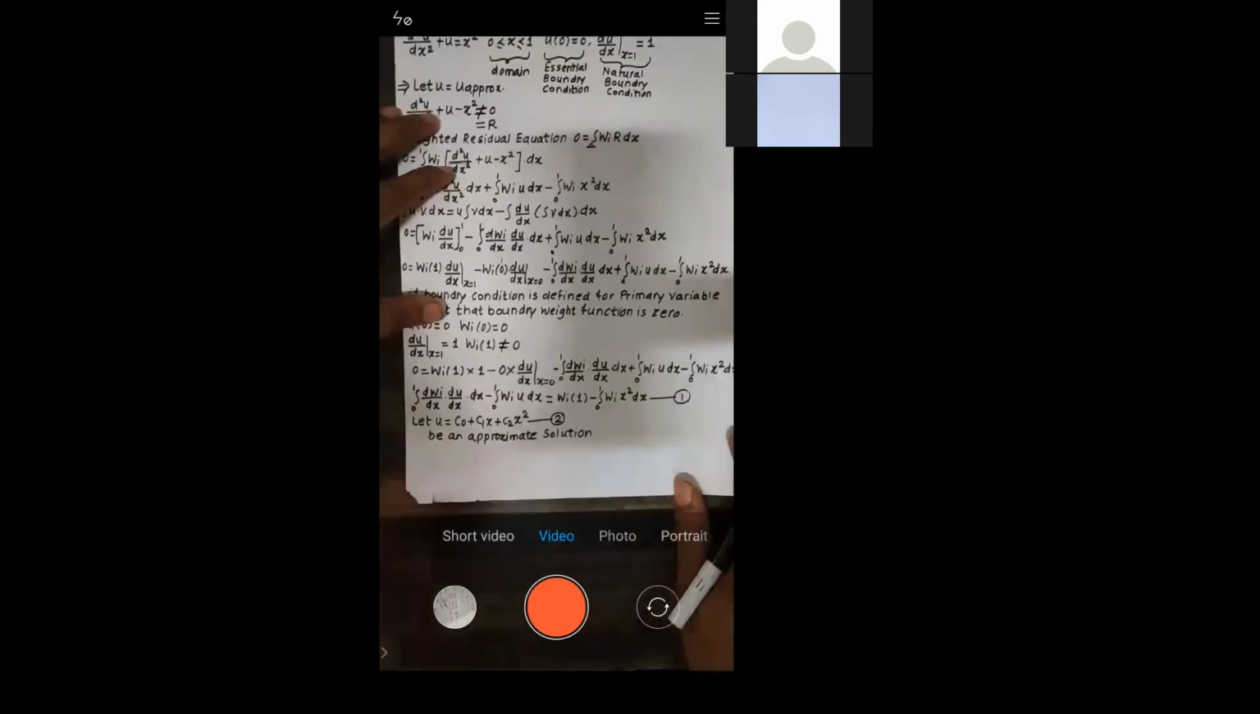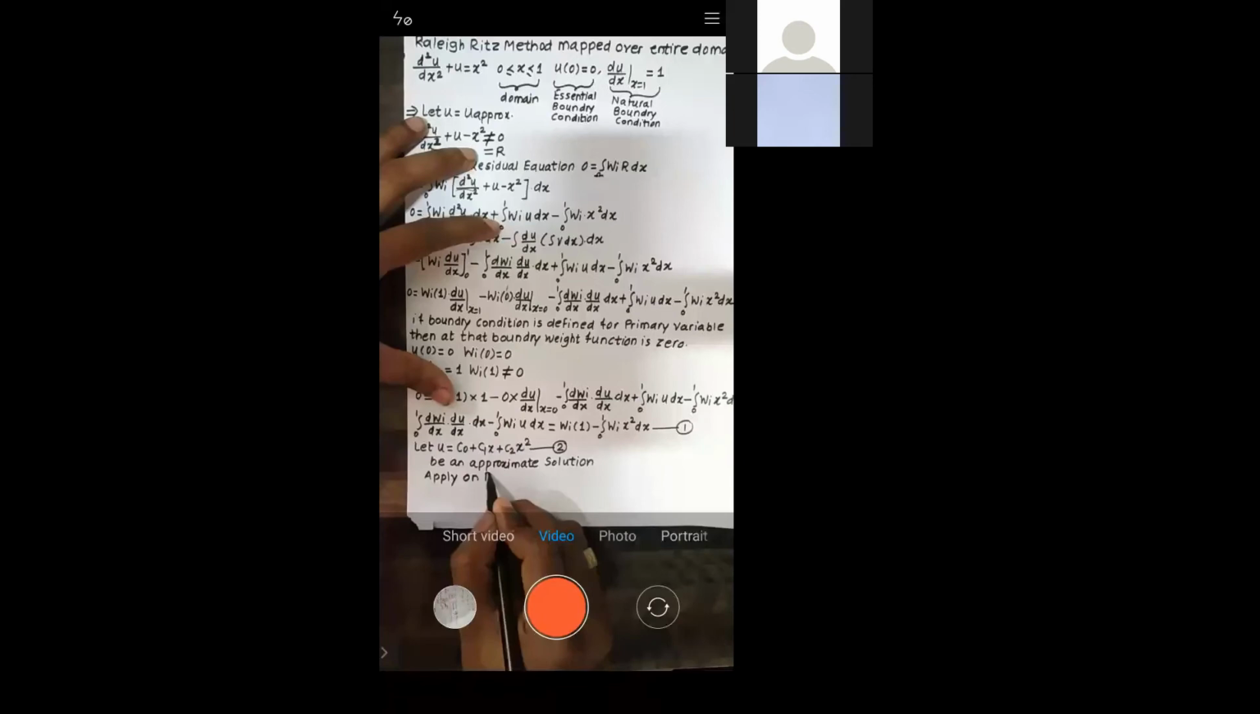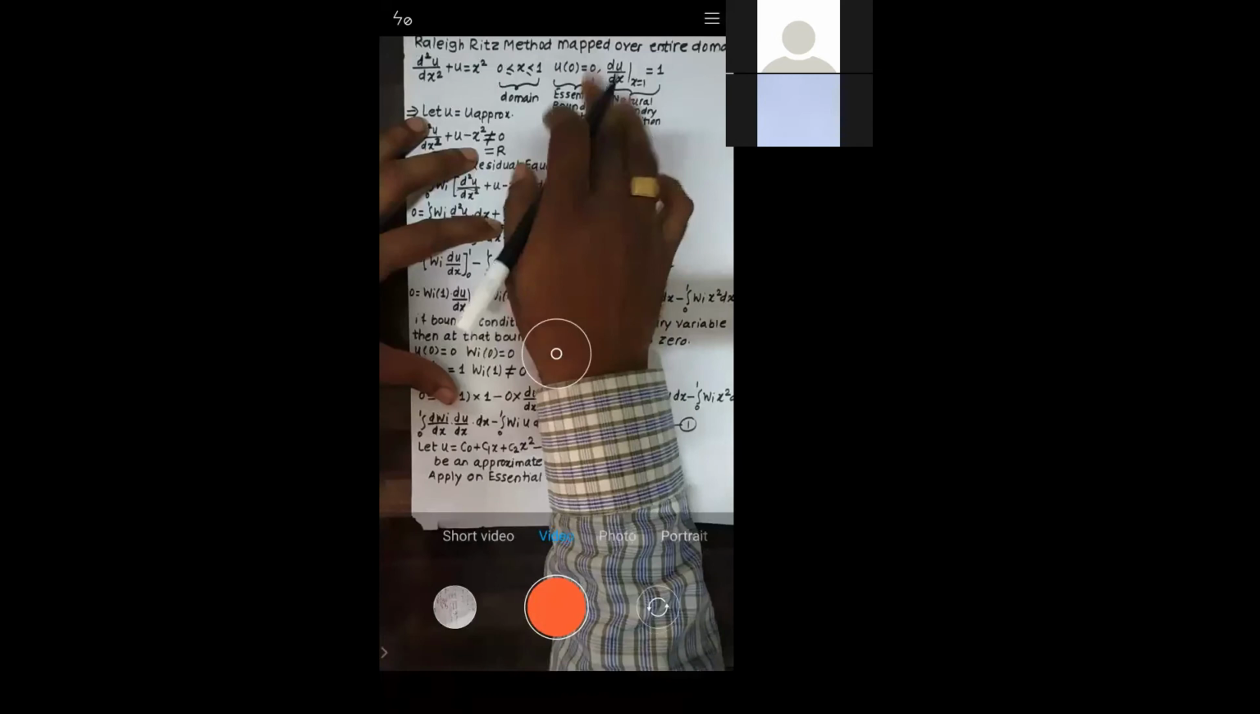Right? Now see, on this particular equation, I will apply only essential boundary conditions. This boundary condition only I will apply. I'm not going to apply this one. So what is this boundary condition? u is 0 when x is 0, right? So I'll put the value u is equal to 0 when I have x as 0.